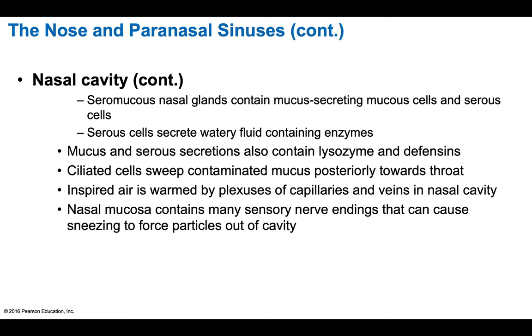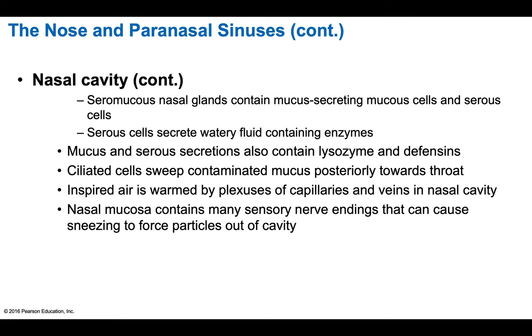Seromucous nasal glands contain mucus-secreting mucus cells and serocells that secrete a watery fluid containing enzymes. Every day, these glands secrete about a liter of mucus containing lysozyme, which is an antibacterial enzyme. The epithelial cells of the respiratory mucosa also secrete defensin. Defensin is a natural antibiotic that helps kill invading microbes. The sticky mucus traps inspired dust, bacteria, and other debris, while lysozymes attack and chemically destroy bacteria. Additionally, the high water content of the mucus film humidifies the incoming air.